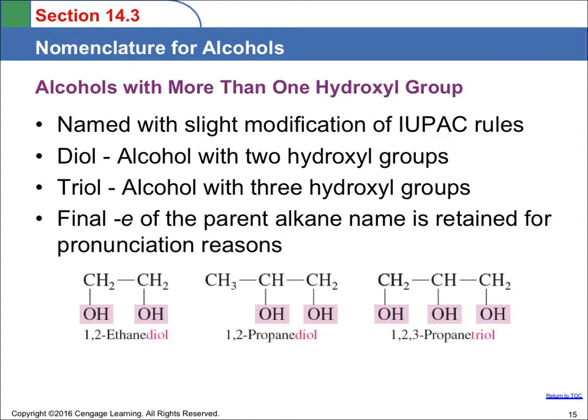Whenever we have more than one alcohol group in our structure, we do much like we did with dienes, trienes. In this case, we're going to have diols, triols. So diol meaning 2, triol meaning 3. In this case, you are going to leave the E in the base name just so that the pronunciation is correct. So instead of ethanediol, it'd be ethane diol, propane diol, and so on. For numbering, you'll indicate the numbers of each location for each alcohol.